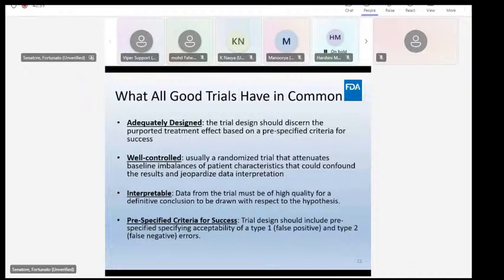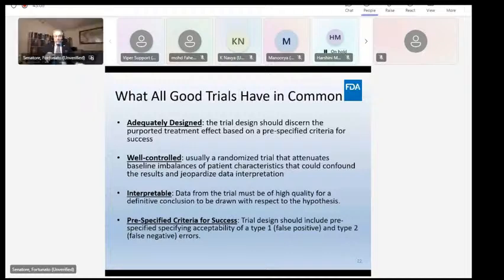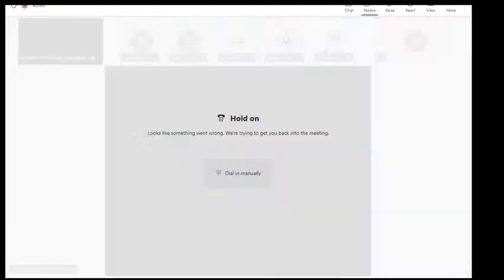So again, all good trials are adequately designed, well controlled, the data is interpretable, and there's always a pre-specified criteria for success. Pre-specified means that before you even start the trial, you are setting the rules, as opposed to setting the rules later on, when in the middle of the trial or at the end of the trial, where there's a very good chance of bias.